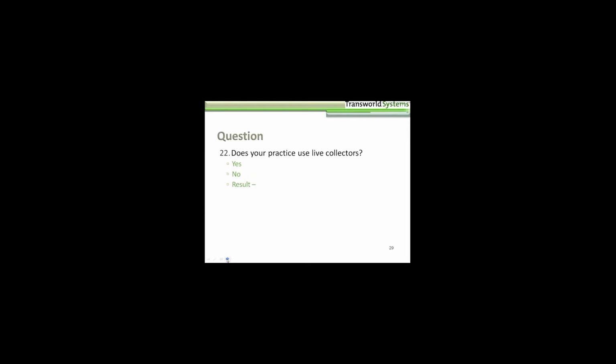Then for question number 21, does your practice use an automated third-party follow-up system? 46.97% of our respondents said yes. What we do know is that when practices have set parameters around these business processes, their cash flow is improved. What I mean by set parameters is that when an account is X days old, it goes into this process. When an account is X days old, it goes into this process. It takes the guesswork out of managing that. I hope everyone on the phone is doing something like that.